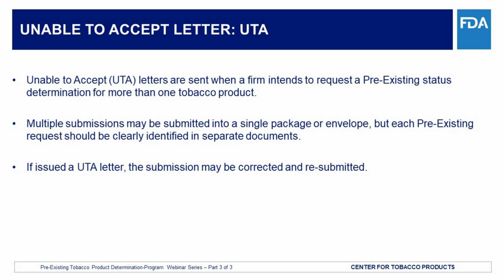UTA letters are sent when the firm intends to request a pre-existing status determination for more than one tobacco product, but fails to provide a separate submission for each tobacco product. Multiple submissions may be submitted in one package or envelope if mailing to the FDA, but each pre-existing request should be clearly identified in separate documents. If a submission is issued a UTA, the firm may resubmit its pre-existing status determination requests in separate submissions.